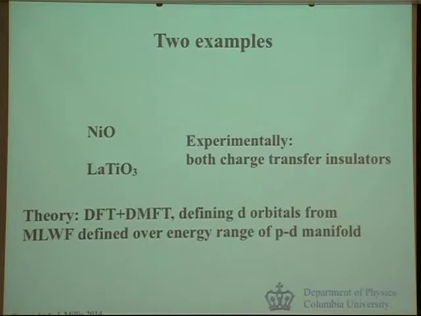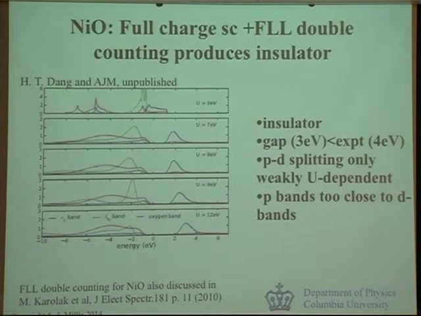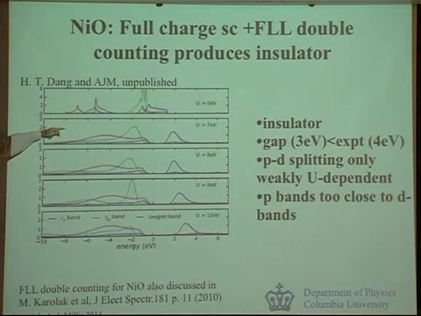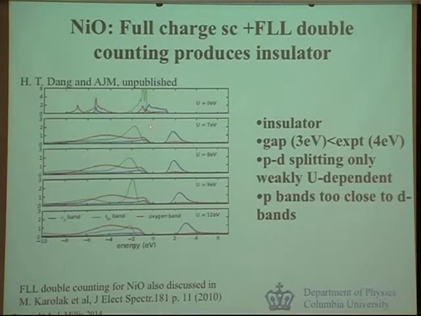So now, with that, let me go back to these two examples just of bulk materials. So we do the density functional plus dynamical mean field theory plus full charge self-consistency plus FLL double counting for different values of the basic interaction energy U. The J is actually 1 eV. This is density functional theory for a rock salt nickel oxide. These are calculations for different U values. And what you see is you get an insulator. There's a gap at the Fermi level.